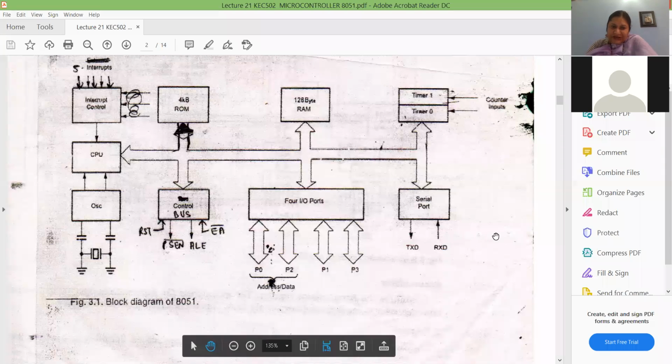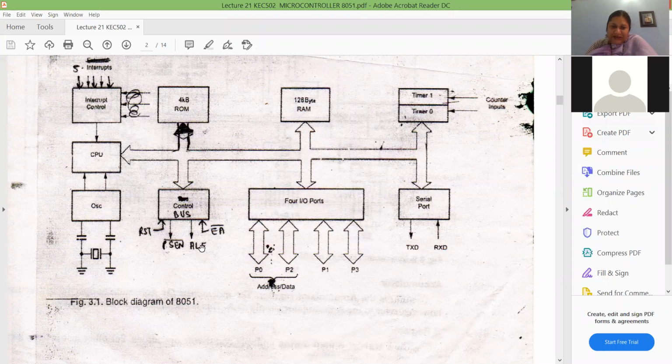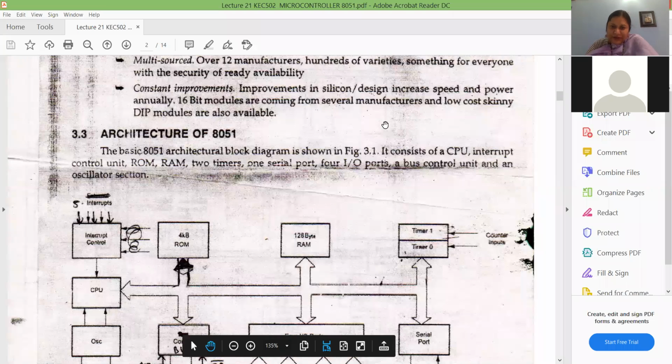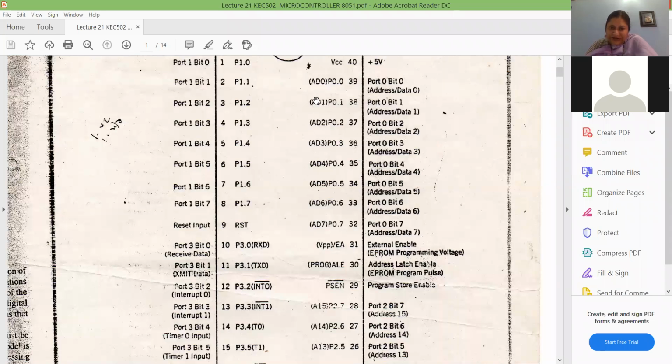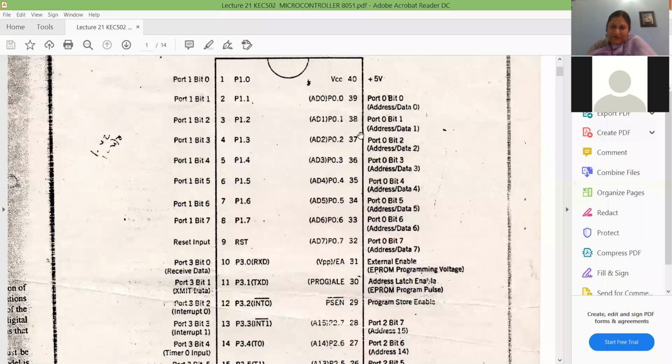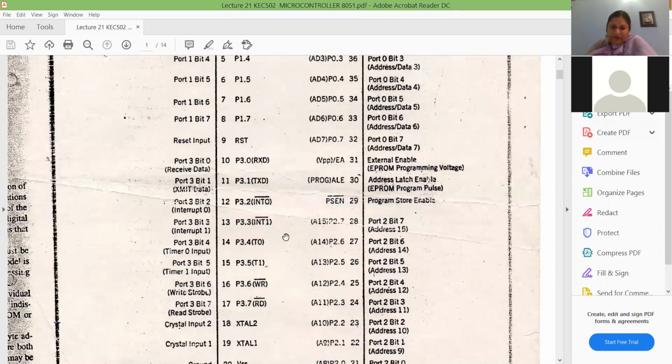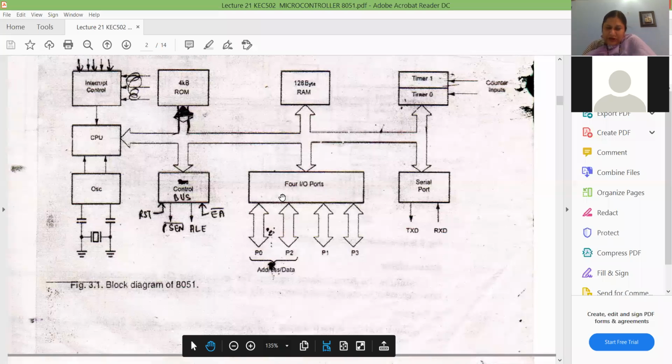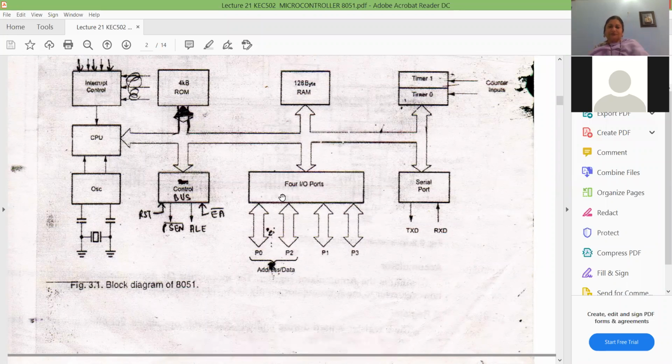So I think this block is clear to you. When we see the operation of EA, we'll see the operation of PSEN etc. ALE, you know what ALE is doing? ALE is doing the demultiplexing of the lower order address bus, as in 8085 it was doing the same job. Here also it is doing the same job, because you have multiplexed data address lines AD0 to AD7. These are demultiplexed with the help of ALE. So is this clear? The internal blocks, what are the features, what are the blocks inside the 8051 microcontroller?